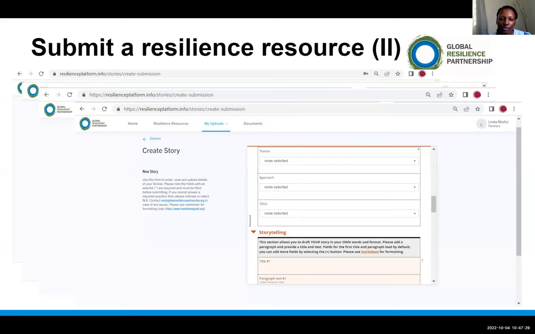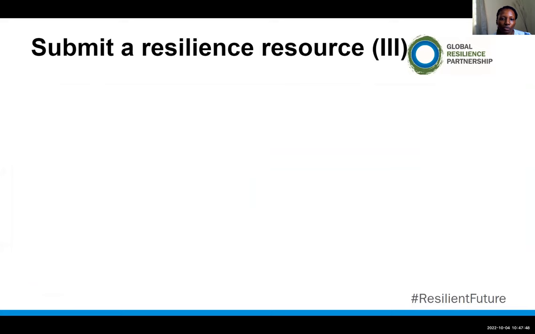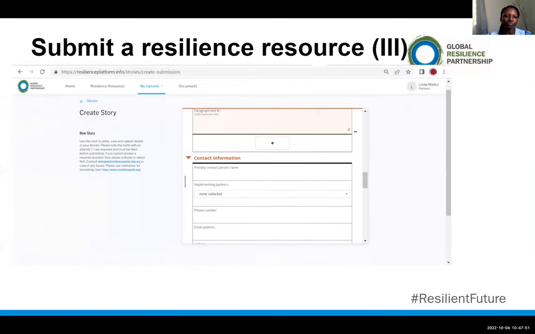And then you can continue with the story itself. So you need to break down your stories into paragraphs. So the way the platform is built is such that you can divide your stories into various blocks. So you can provide your title, and then you provide the main paragraphs afterwards. And if you have multiple paragraphs, all you have to do is to click the plus button here, and you'll be able to add as many paragraphs or blocks to your story.